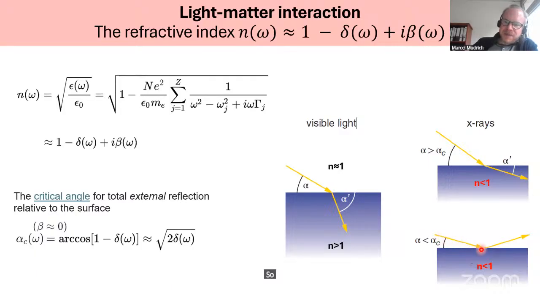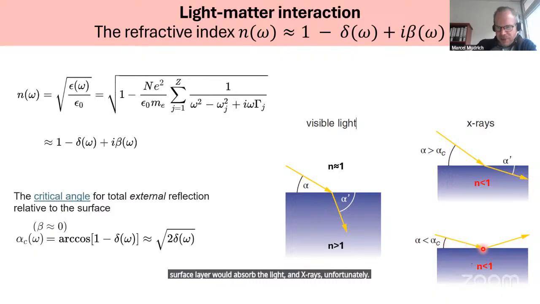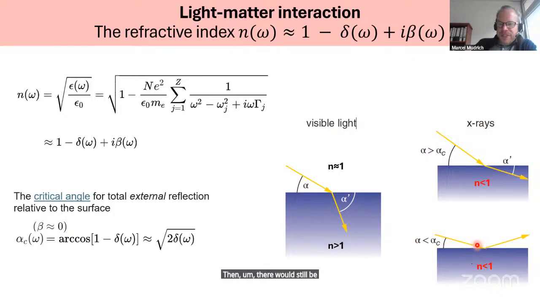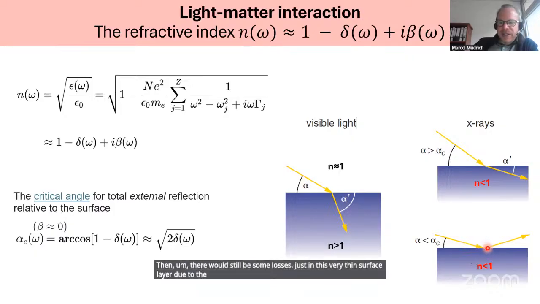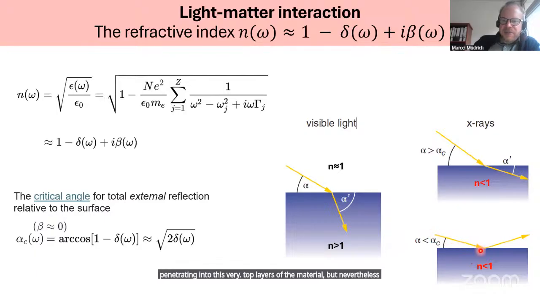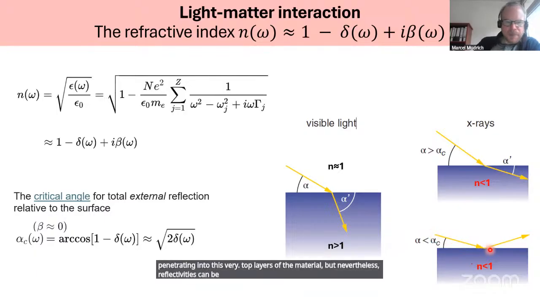So if the material in this very nanometer-thin surface layer would absorb the light, and X-rays unfortunately do get absorbed quite efficiently, then there would still be some losses just in this very thin surface layer due to the evanescent wave penetrating into the very top layers of the material. But nevertheless, reflectivities can be very high.